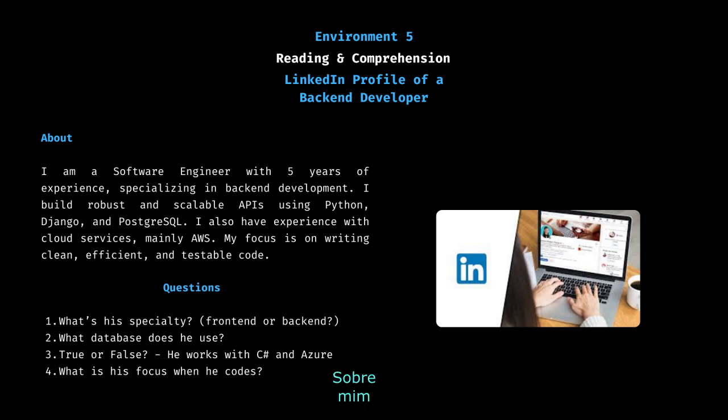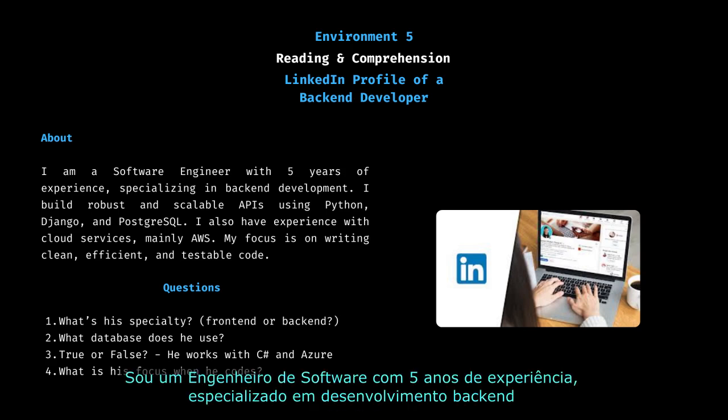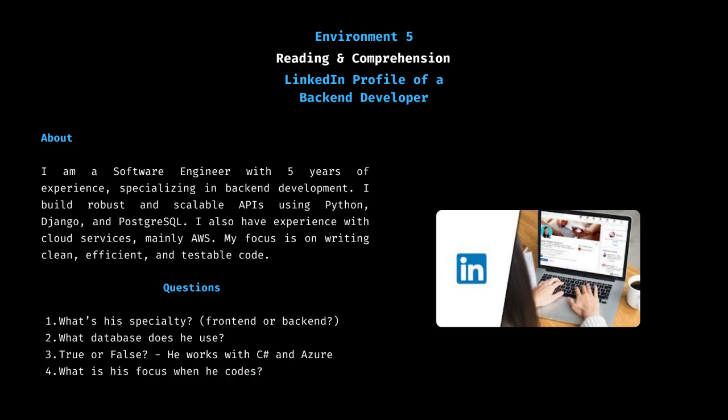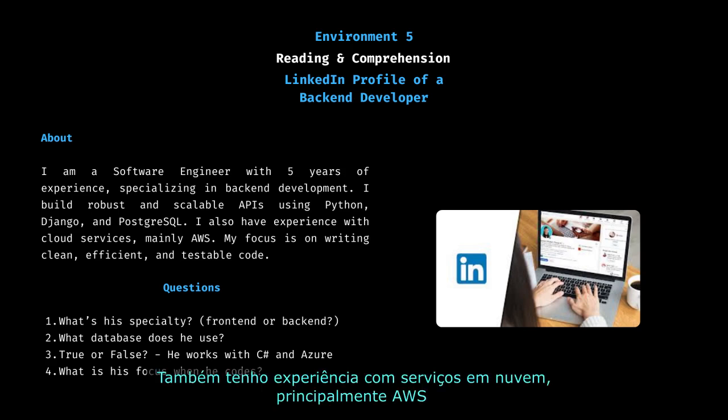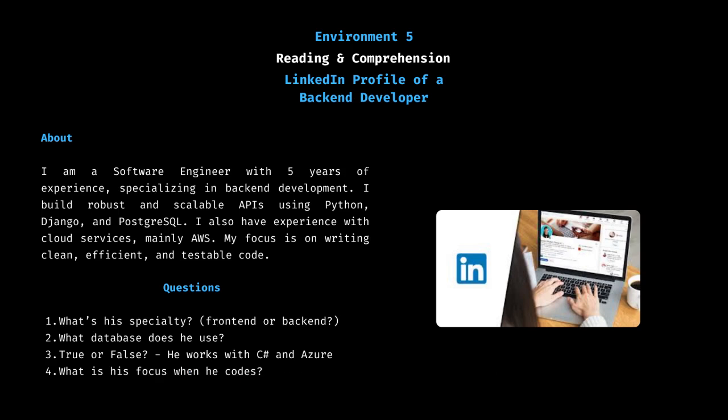About. I am a software engineer with 5 years of experience, specializing in back-end development. I build robust and scalable APIs using Python, Django, and Postgres. I also have experience with cloud services, mainly AWS. My focus is on writing clean, efficient, and testable code.